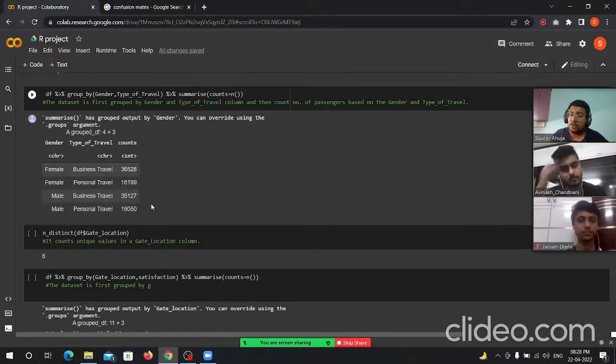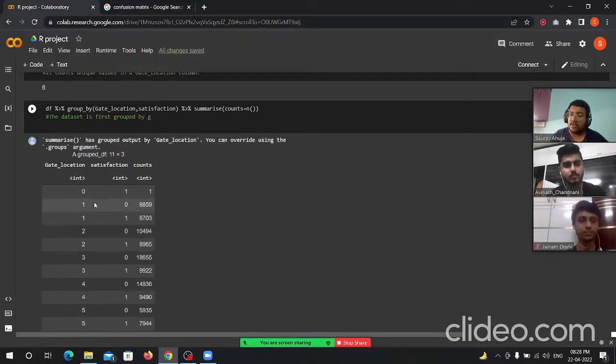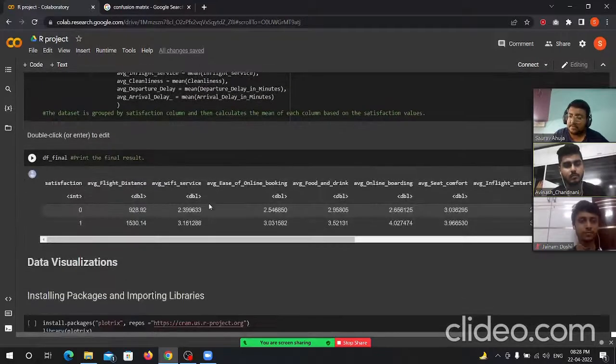Now, the dataset is first grouped by gender and type of travel column, and we count the number of passengers based on their gender and type of travel. In this, we are going to group the dataset according to the gate location, and we are going to find out whether it is satisfied or not, and the respective count.